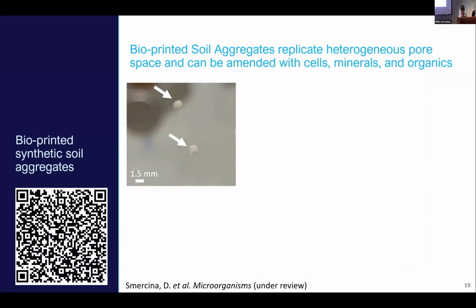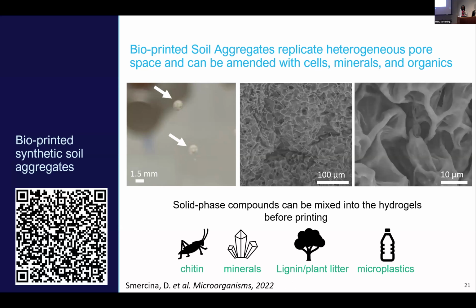We can print these with cells like microbial cells, bacteria cells, or fungal spores, and then they grow inside of these aggregates, and we can add minerals or organics inside, so that we can look at interactions inside of this 3D printed environment.